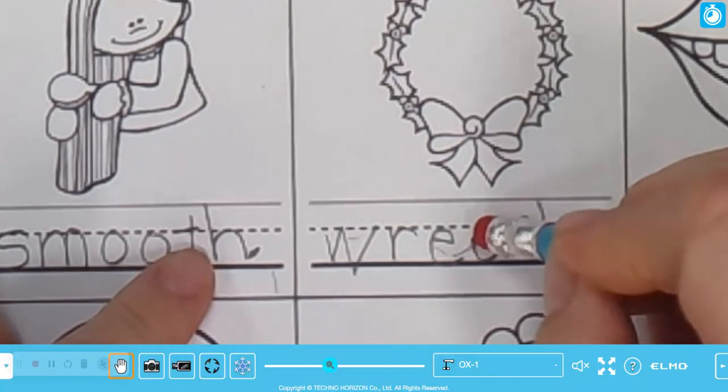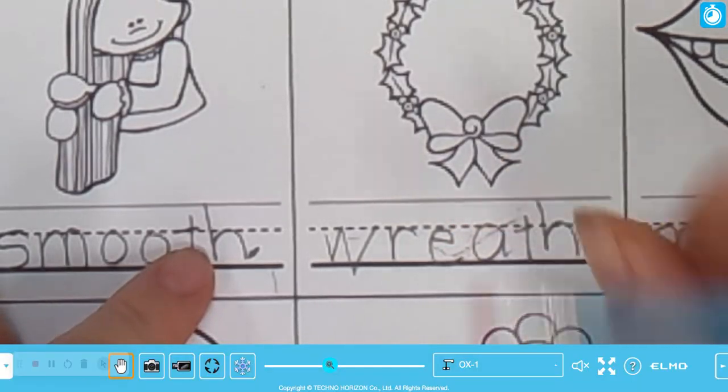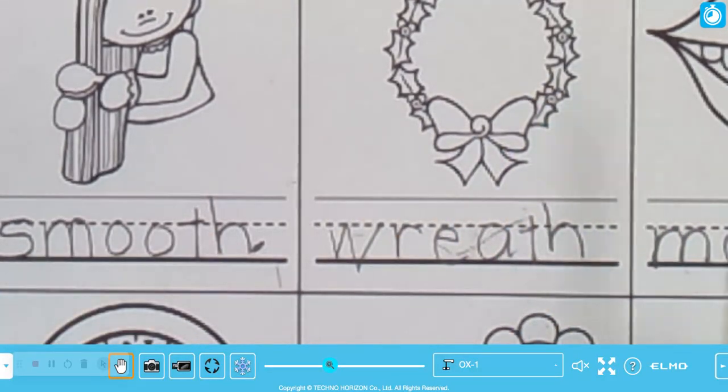Okay, sorry guys, it's falling asleep. Okay, wreath. Go ahead and write down the word wreath. While you're writing that down, I'll give you a sentence using the word wreath. So at Christmas time, you hang a wreath on your door. Did you bring anybody good tidings?